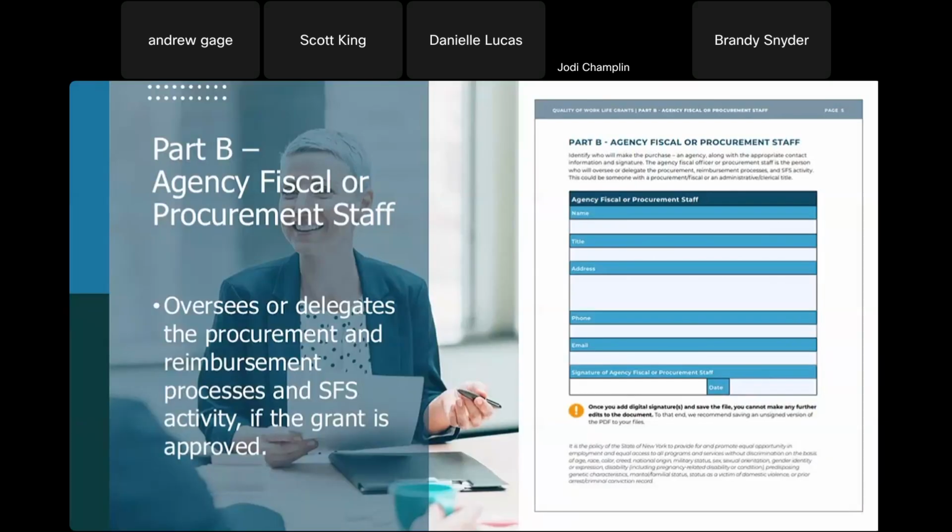Part B is where the project coordinator details out the purchasing information. They will need to identify the individual or entity that will make the purchases and include their contact information and signature. This will be the agency fiscal officer or procurement staff. This person will oversee or delegate the procurement and reimbursement process and SFS activity if the grant is approved. This person should not change.